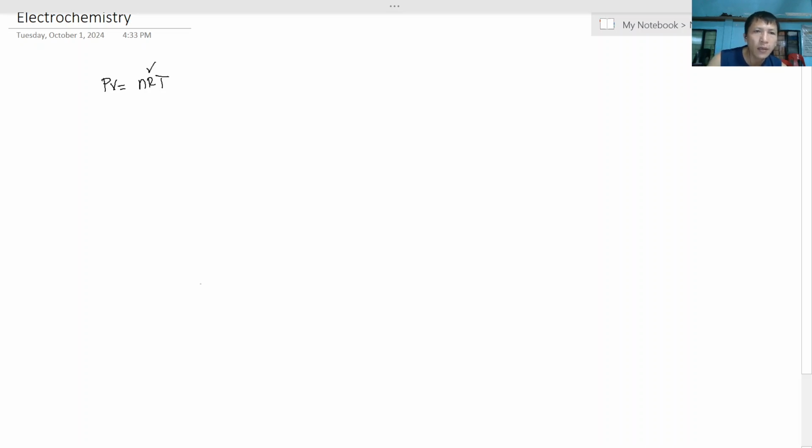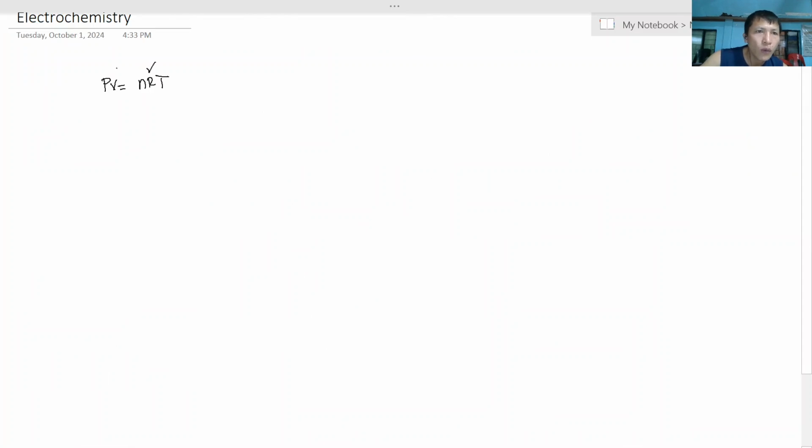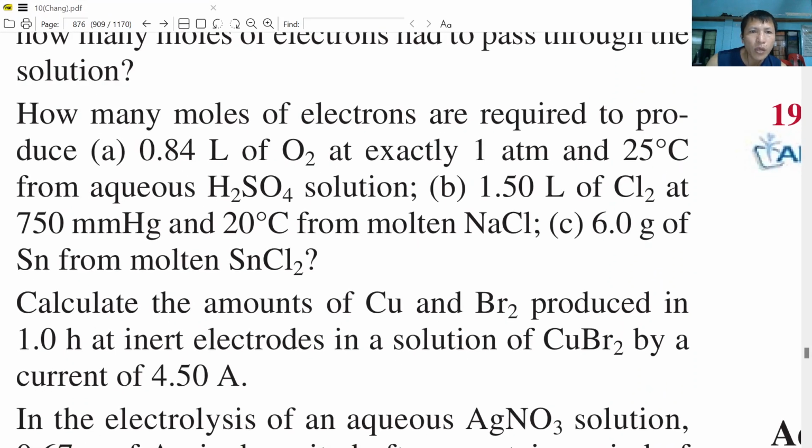Your R is given, and then your volume, your pressure, and your temperature are given. So you can actually get n. With this condition, you can get the number of moles of O2 molecule, which is PV over RT. So equating that, we already have the number of moles. Then from the moles of oxygen, we have to get how many moles of electrons would be needed.